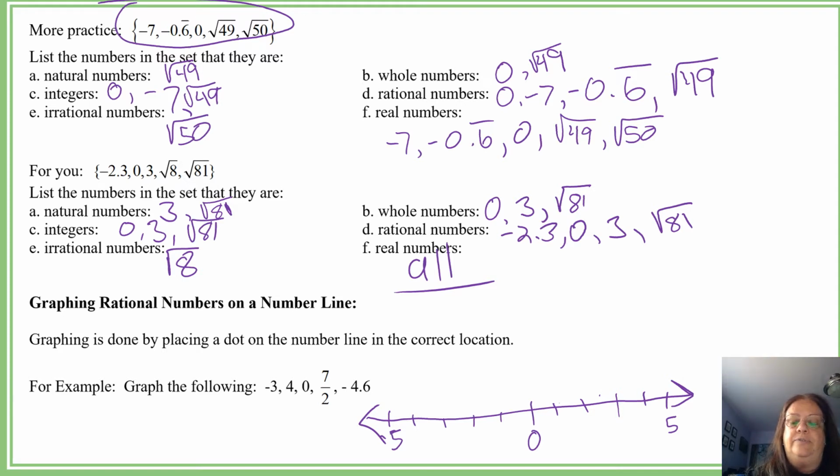Okay, so red for -3. So we just plot -3. Green for 4. Blue for 0. 7 halves. Well, 6 halves is 3, so that's 3.5. So we're going to do black for 3.5. So we go 1, 2, 3, and about halfway to the next one. So that's 3.5.